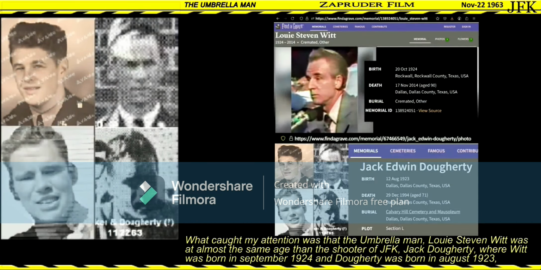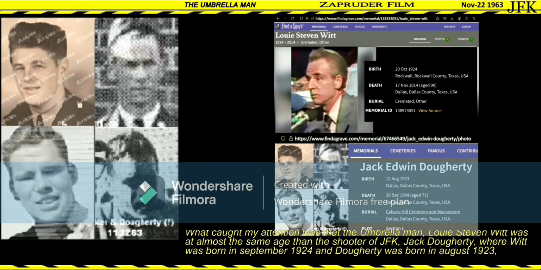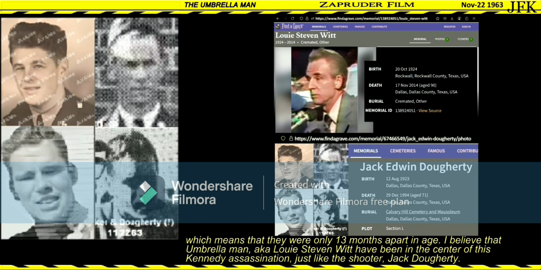What caught my attention was that the Umbrella Man, Louis Stephen Witt, was almost the same age as the shooter of JFK, Jack Dougherty. Witt was born in September 1924 and Dougherty was born in August 1923, which means that they were only 13 months apart in age. I believe that the Umbrella Man, aka Louis Stephen Witt, was in the center of this Kennedy assassination, just like the shooter, Jack Dougherty.